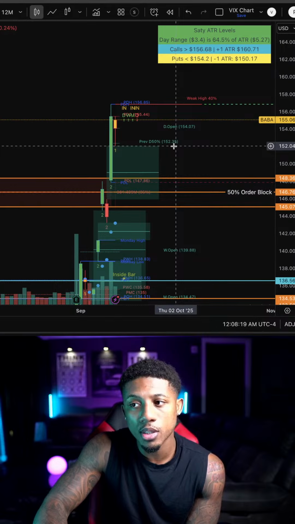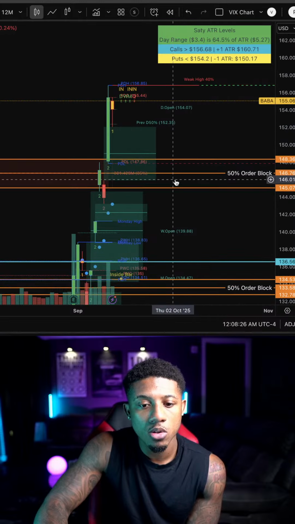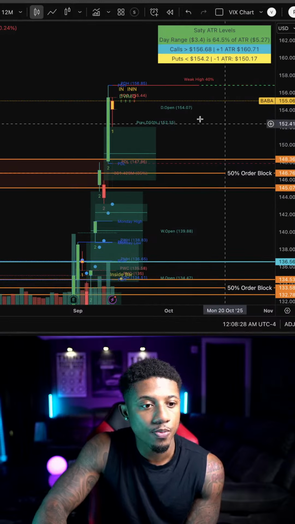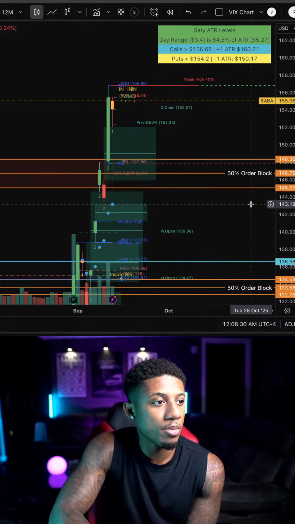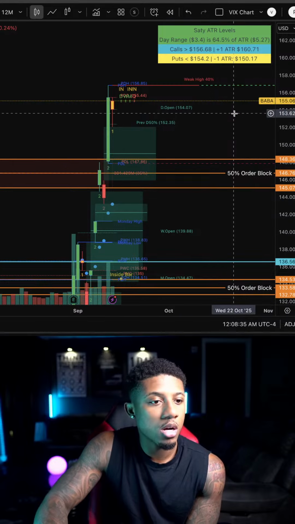Looks really good. If you wanted to take this trade, I would wait until we get puts under 152, and then take it back down to about 146, which was the gap fill. Really, really good setup.